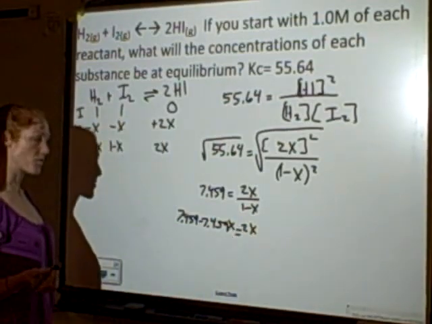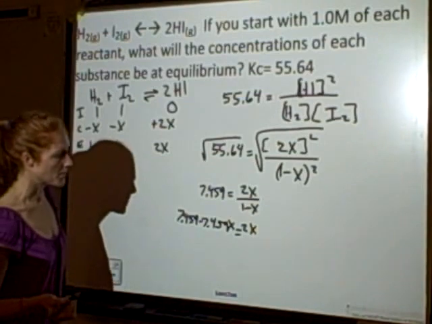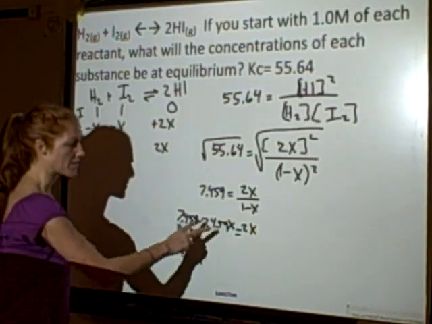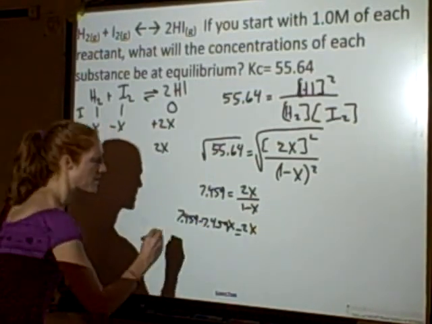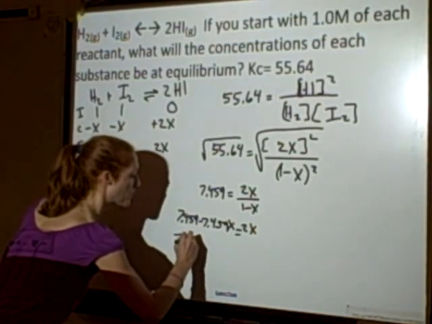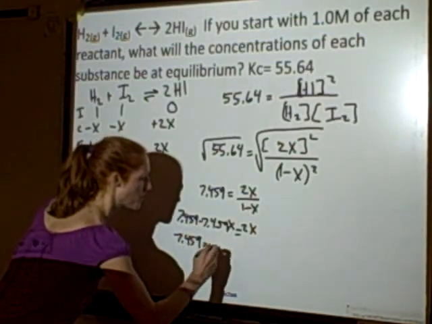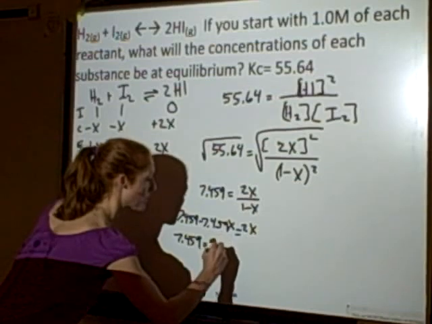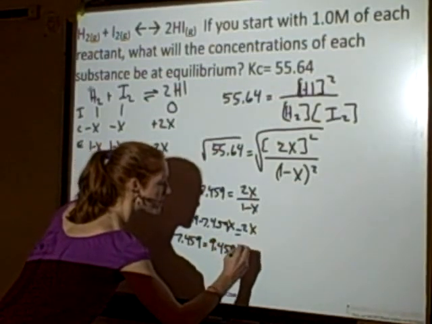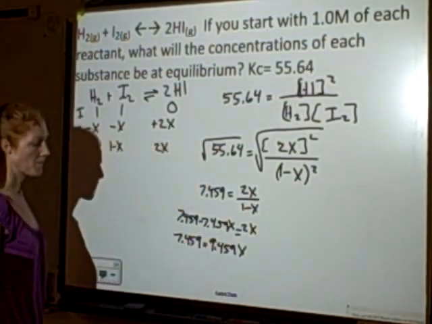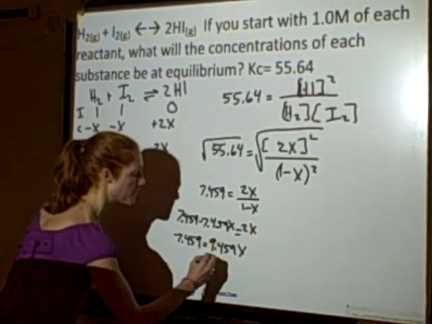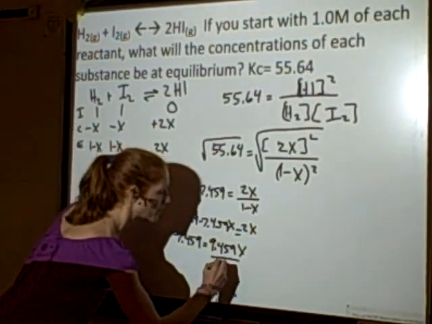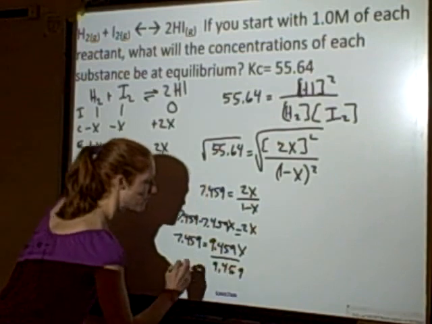I want to get all my X's to one side. So what I'm going to do is I'll go ahead and add 7.459X to both sides. So I'm left with 7.459 equals 9.459X, because 2X plus that many X. Alright, now I want to get the X alone, so I'll divide both sides by 9.459.